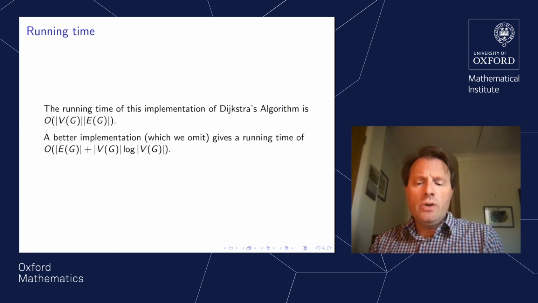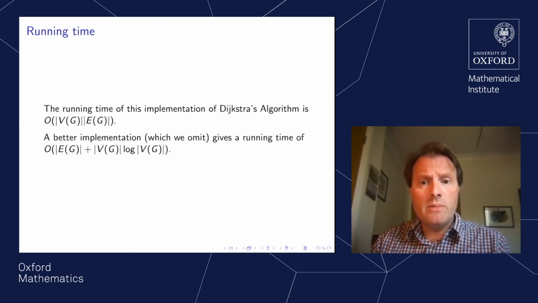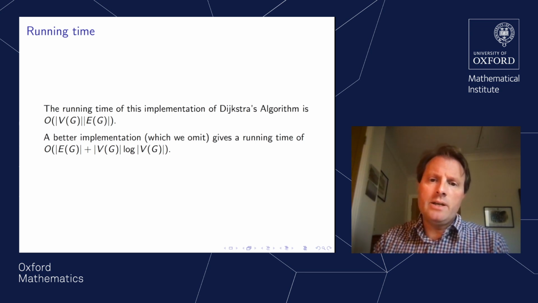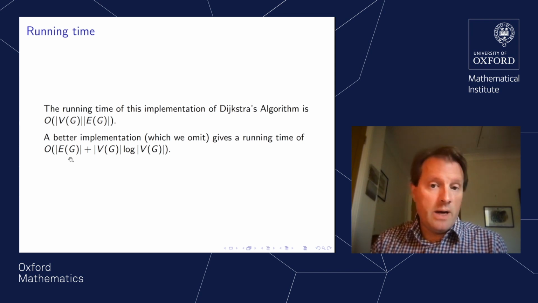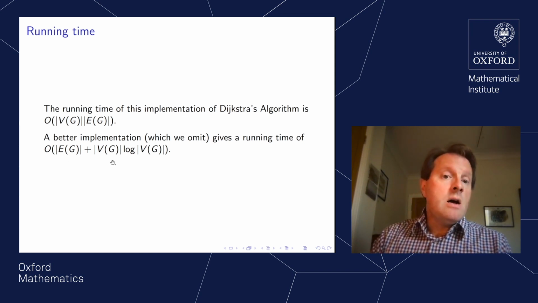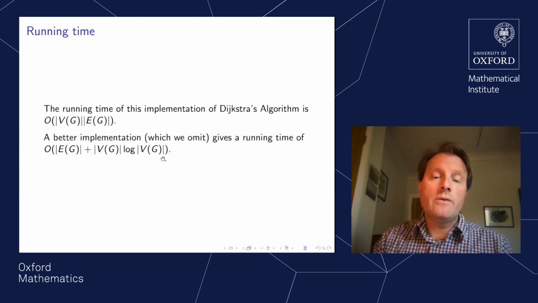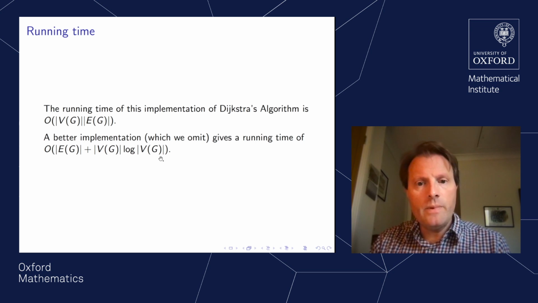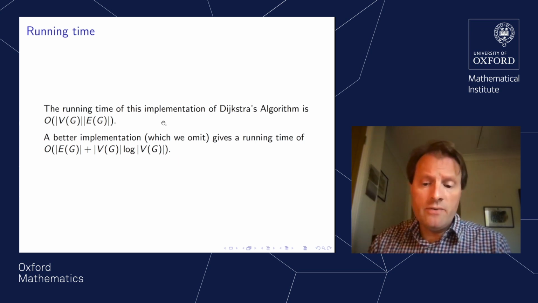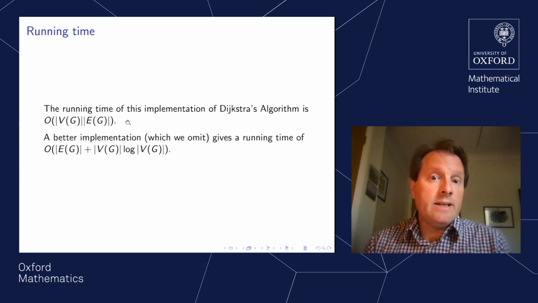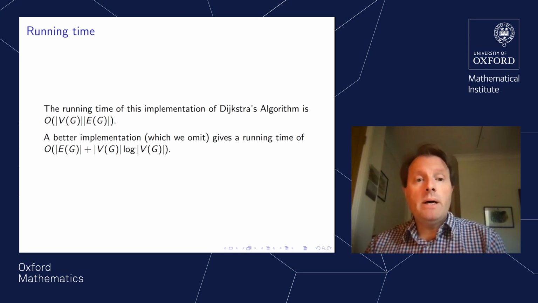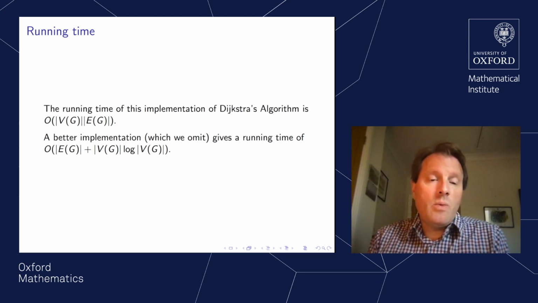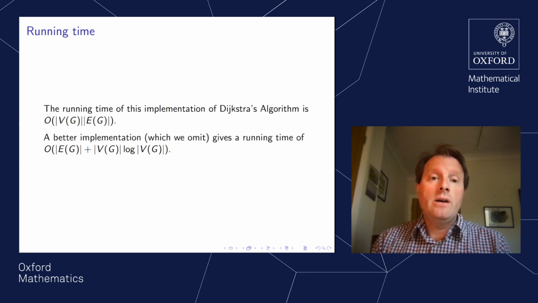In fact, you can slightly rearrange Dijkstra's algorithm using a slightly better implementation, which we omit, which gives a better running time, which is big O of the number of edges plus the number of vertices times log of the number of vertices. But in any case, the version of the algorithm that I described here really is very efficient. It's bounded above by a polynomial in the number of vertices and the number of edges. And that is what we're taking as our working definition of efficient.